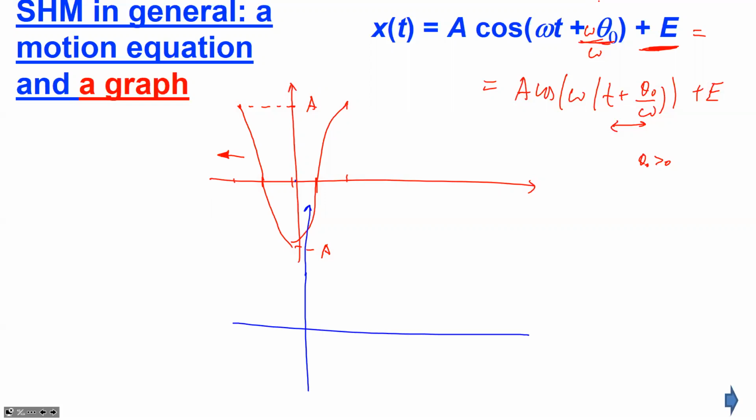Because the equilibrium is not at 0 anymore. So if this is positive, the whole graph is shifted from A to A plus E, and the lowest location is A minus E. So the equilibrium was shifted, and the graph will look something like this. That's what they do.